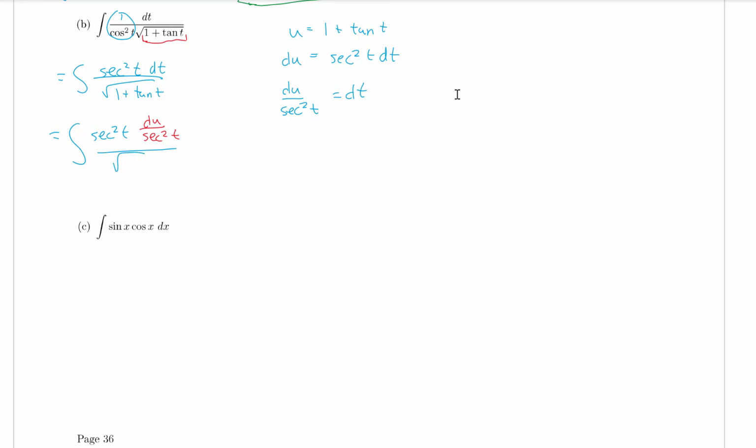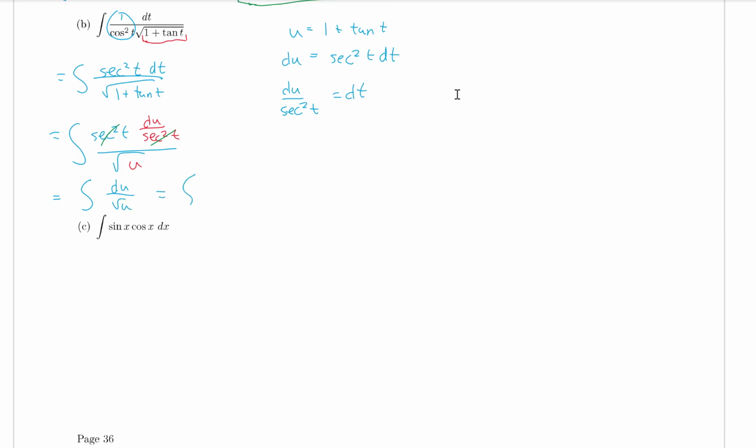And then I have the square root of u in the denominator. So we're going to get these secant squareds to divide out, which is really nice for simplifying this problem. All right, so one more step here. We have now du over the square root of u.